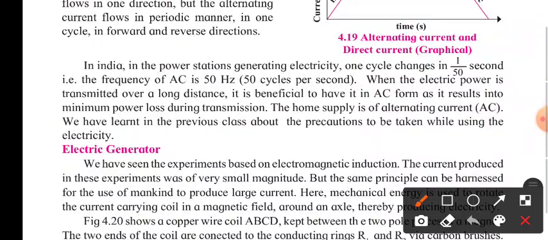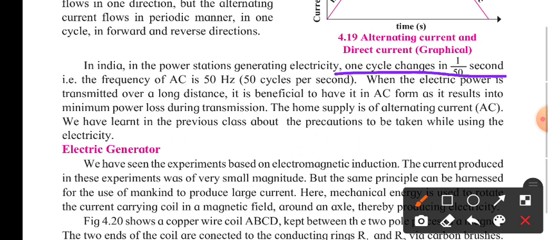Now here they have given the cycle changes 1 upon 50 seconds for the alternating current which we are getting at home, and that's why the frequency is called 50 hertz. If you have observed all the appliances, there the frequency is written as 50 hertz, and even on the electrical points which we are using at home, it's written as 50 hertz.